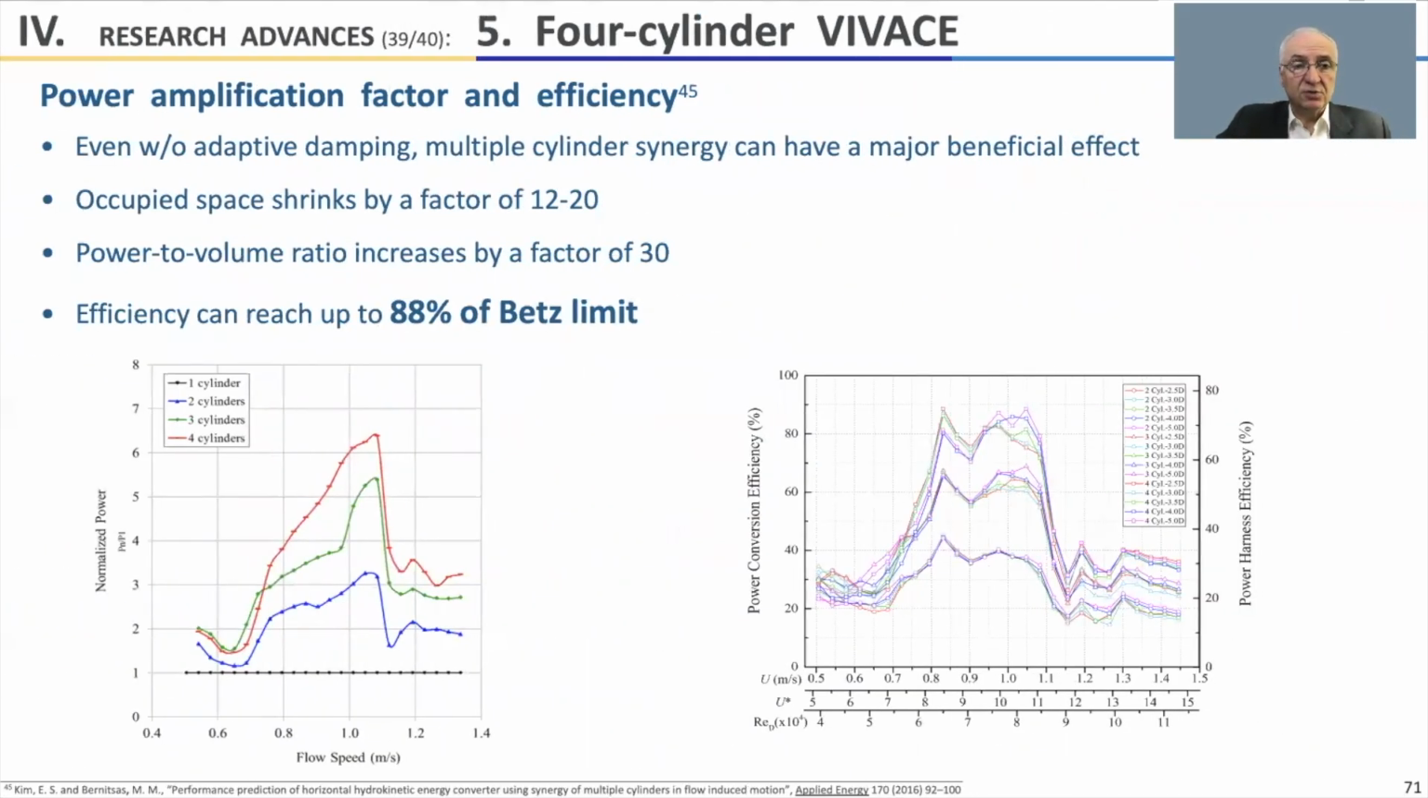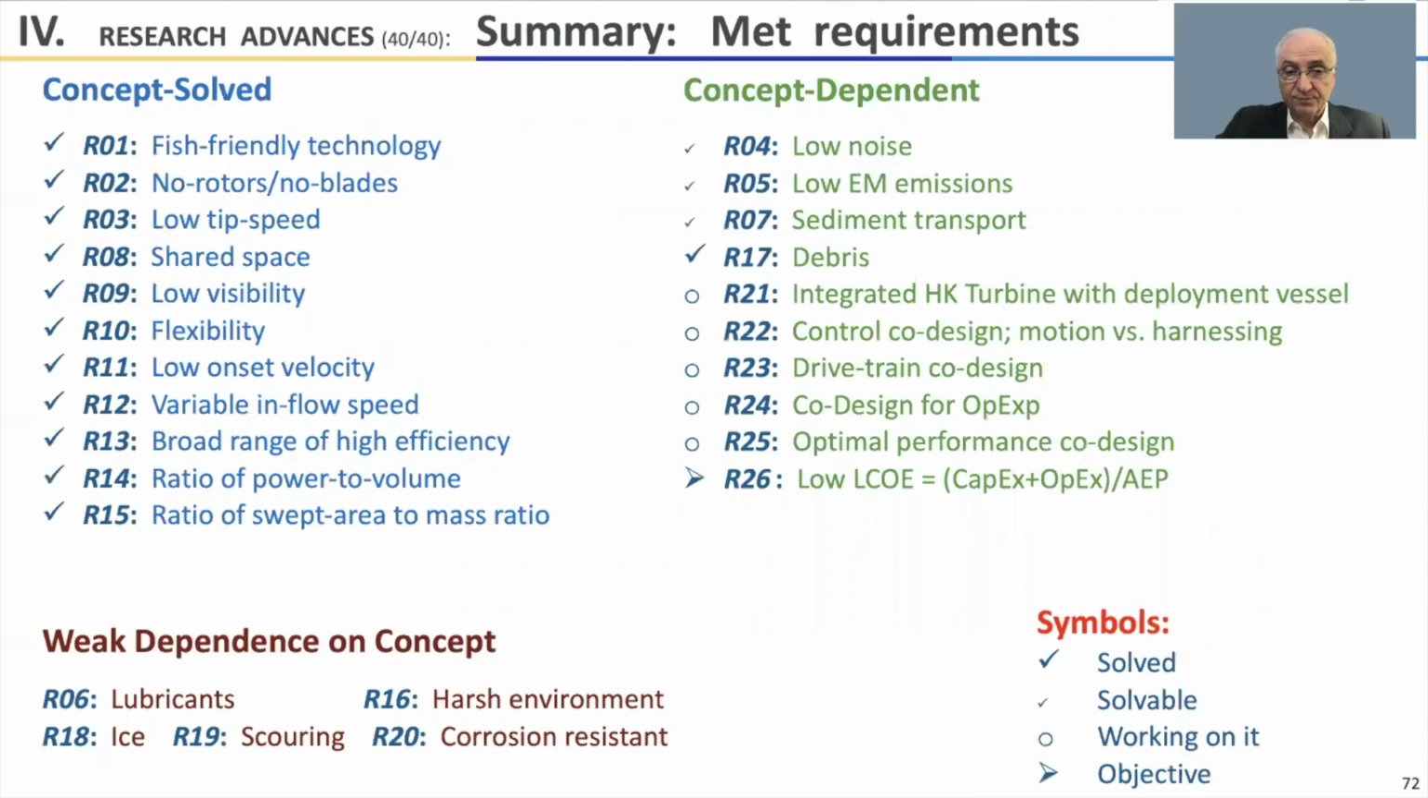This is the amplification factor. This is the power you would get from one cylinder normalized to one, from 2 cylinders, 3 cylinders, and 4 cylinders. And you can see that there is a range here where we reach, for example, a factor of 6.4 with 4 cylinders. That is a 60% increase. You convert this to efficiency, and over a broad range of velocities, we manage to get between 80 and 90% of the Betz limit. This is the summary of what we have achieved with our Vivace concept and what we are still working on and we can achieve.